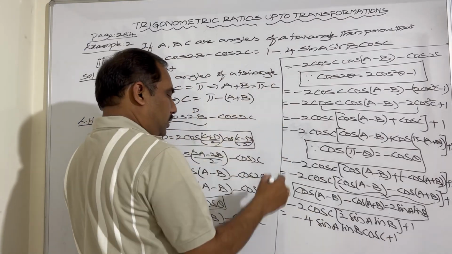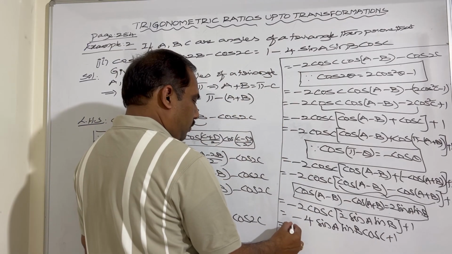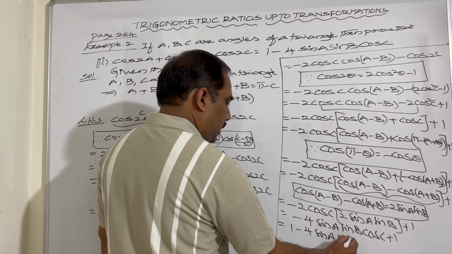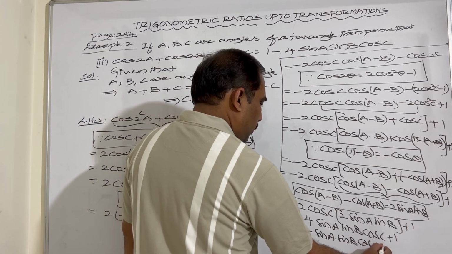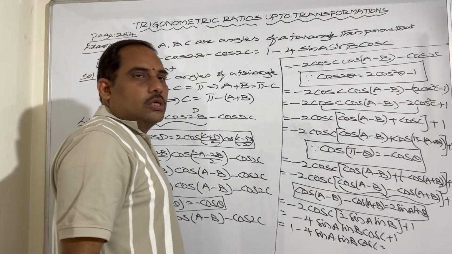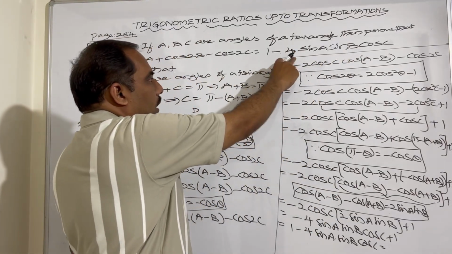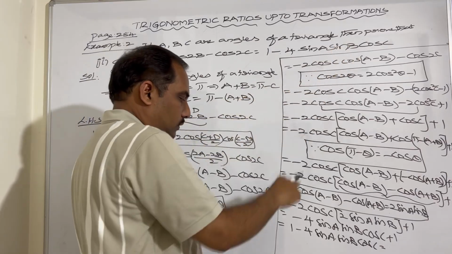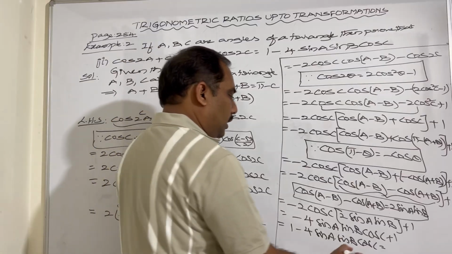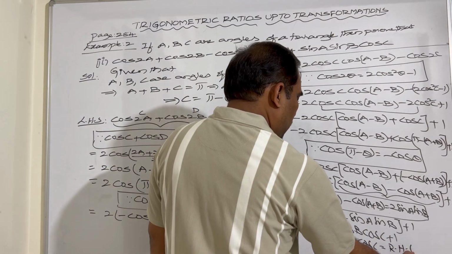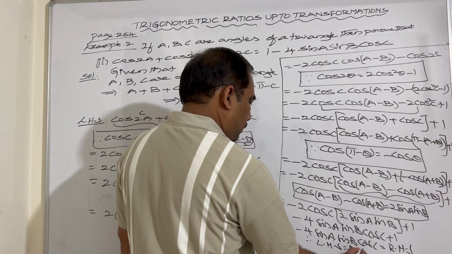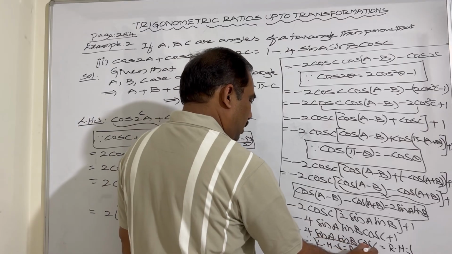The right hand side, which we have to prove, is 1 minus 4 sin A sin B cos C, for cos 2A plus cos 2B minus cos 2C. So we also get 1 minus 4 sin A sin B cos C, which is equal to the RHS. Therefore we can write that LHS is equal to RHS. So like this we can prove the given problem.